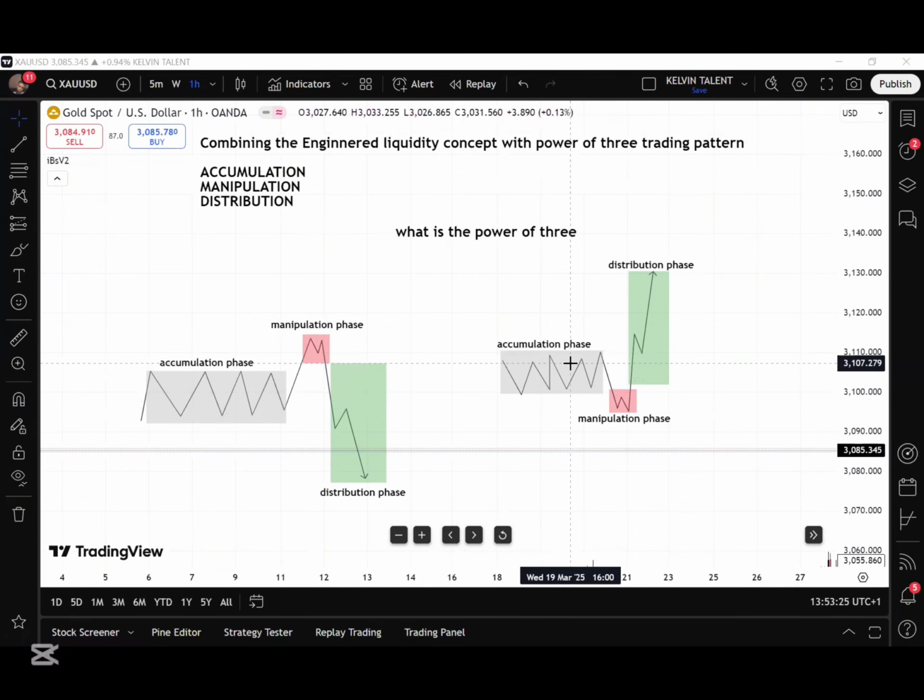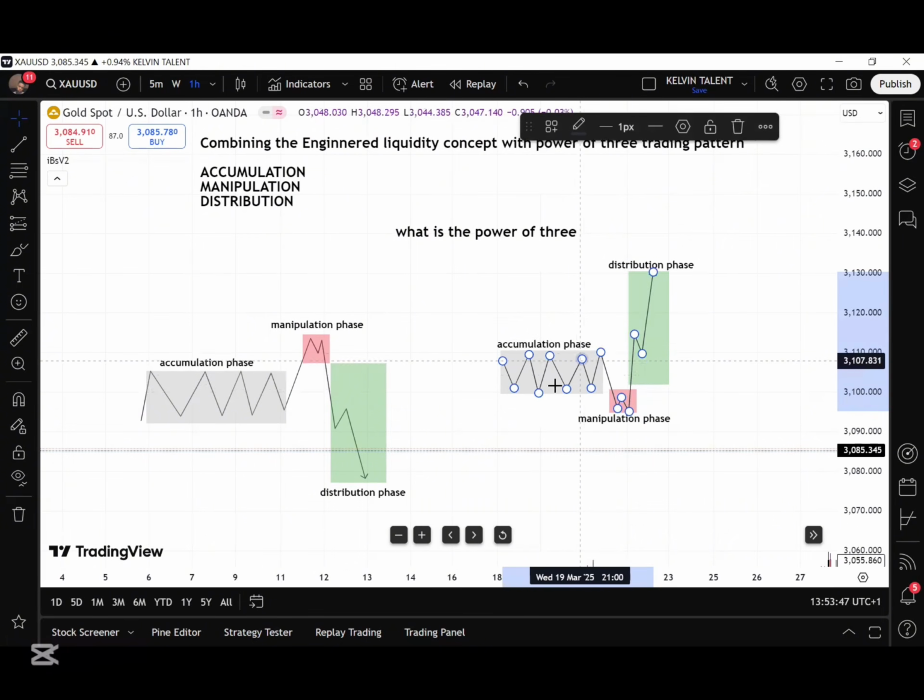So what is the accumulation phase? The accumulation phase is a period of consolidation where price moves between a defined area of support and resistance. In this particular phase right now, price is going to be moving sideways in a consolidation form. This is when a lot of big players tend to accumulate orders bit by bit without any significant move.